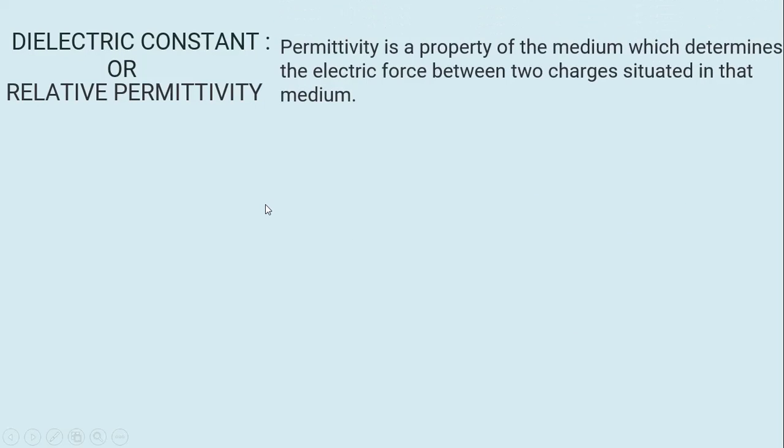Now next is dielectric constant or relative permittivity, another very important topic. Now see, first of all, what is permittivity? Permittivity is the property of a medium which determines the electric force between two charges situated in that medium. In the previous article, we have learnt that whenever two charges are placed, there is a force between them. But now here, we will be concerned about the medium in which these two charges are being placed.